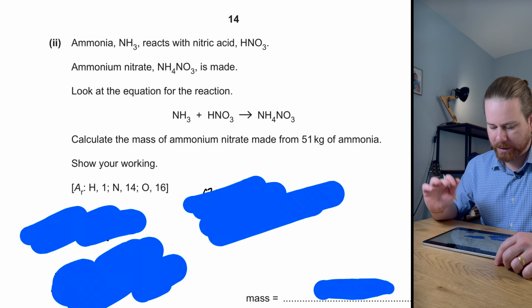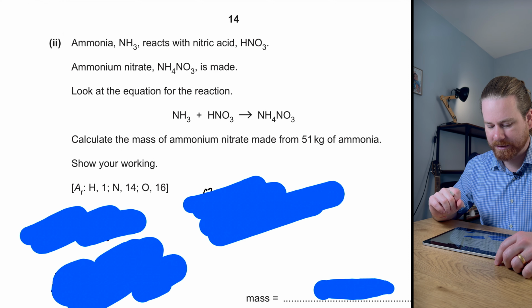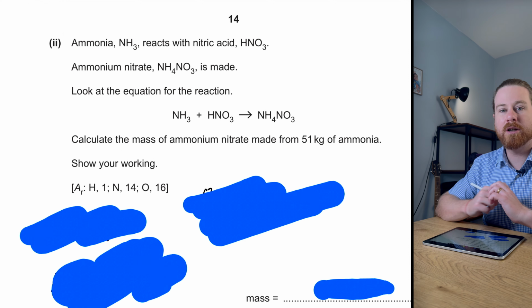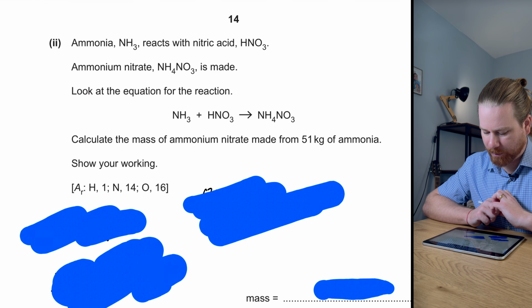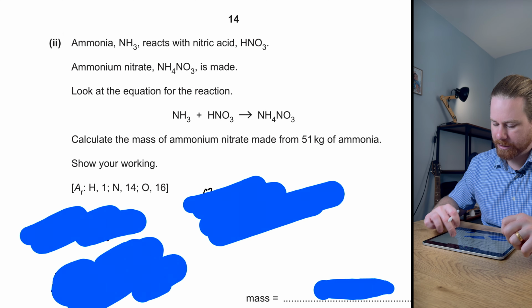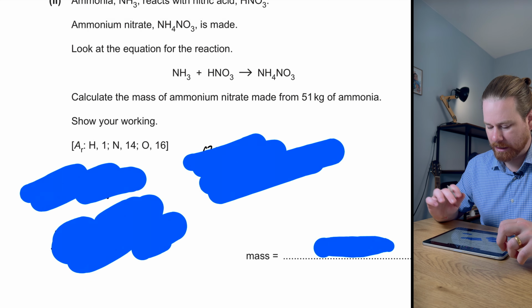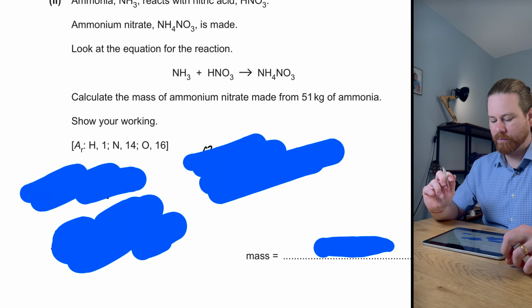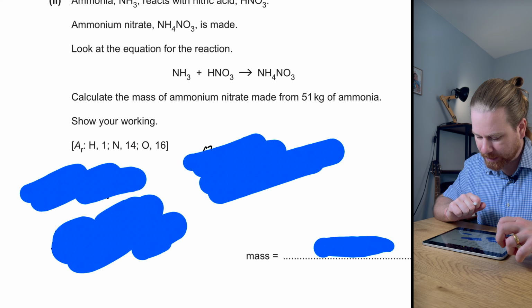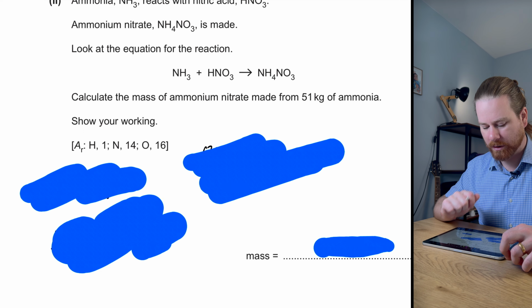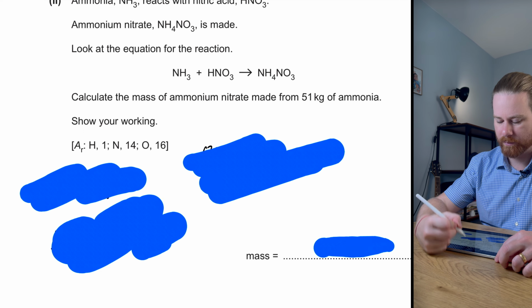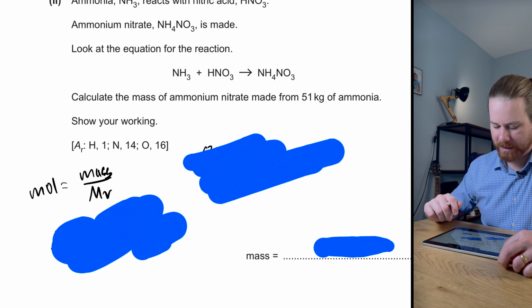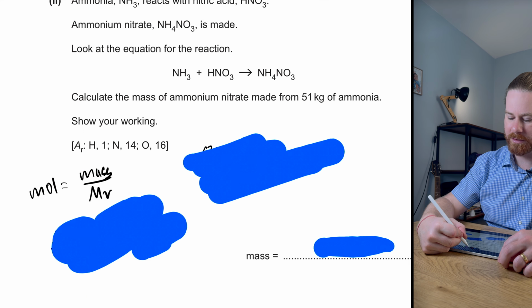Okay, so ammonia is reacting with nitric acid to give us a fertilizer, ammonium nitrate. And we've got an equation there, so it's in a 1-to-1 ratio, giving us our ammonium nitrate. Calculate the mass of ammonium nitrate made from 51 kilograms of ammonia. So our first step here is to be calculating some moles.